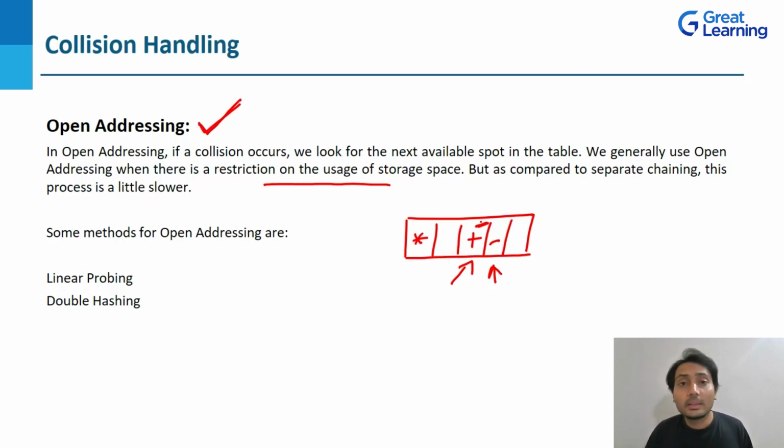Some more methods under open addressing are linear probing and double hashing. If you compare this with separate chaining, this process is slightly slower. So it all depends on what type of application you are going to use, and based on that you are going to decide. If you're okay with the slower process, you can use open addressing. But if you want a faster operation, then you can go with the separate chaining method. I hope with this you have understood how to handle collisions in a hash table.